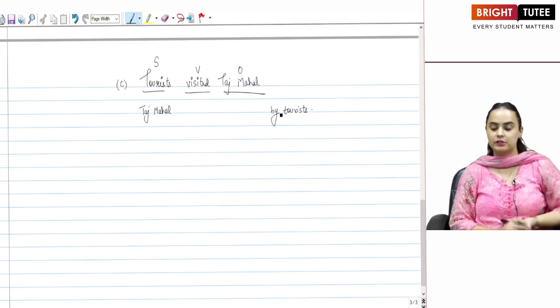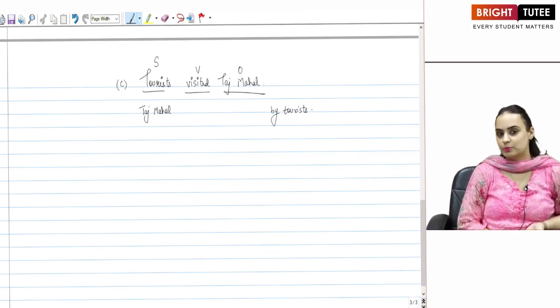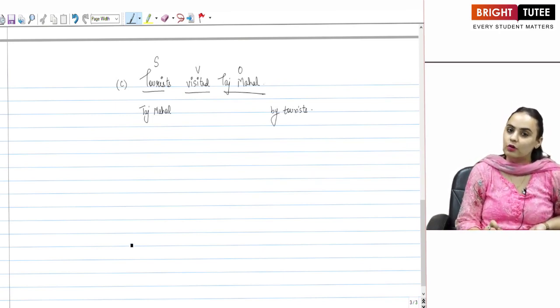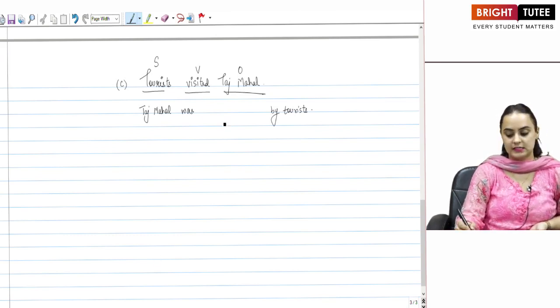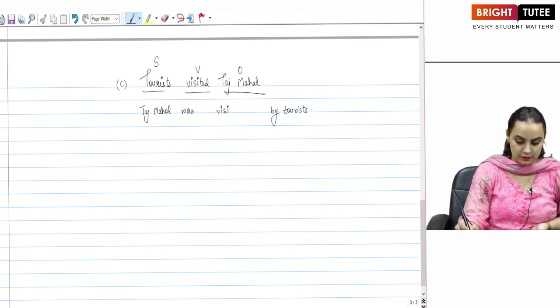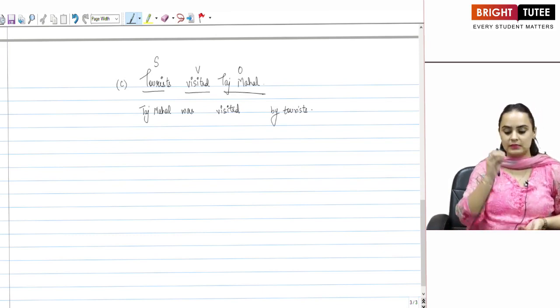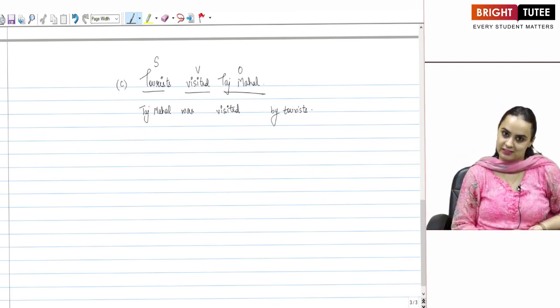Now, let us talk about the verb. What is my subject here? Taj Mahal. Taj Mahal is singular or plural? Singular. What do we use with singular? Was or were? Was. And third form of the verb visit is visited only, which is written. So my sentence in passive voice becomes Taj Mahal was visited by tourists.